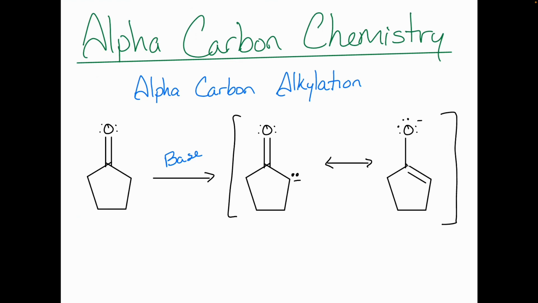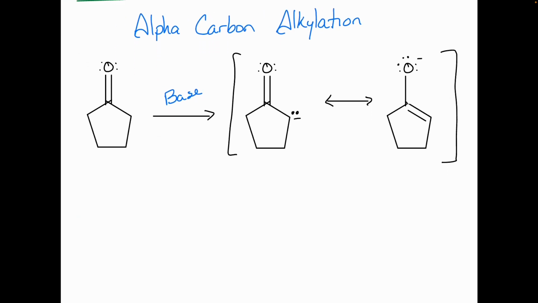Okay, so now we're going to take this thing and we're going to do our alkylation reaction by mixing it with an alkyl halide. Okay, so we'll just use a simple alkyl halide. Alkyl halides are, of course, good electrophiles because they have that polar bond to that carbon, as well as a good leaving group.